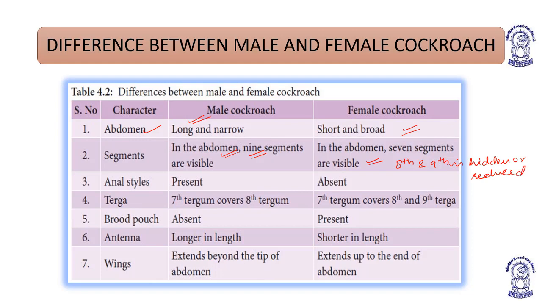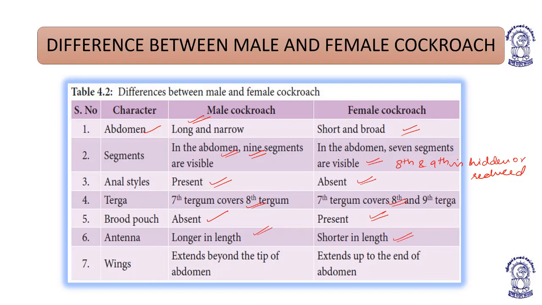Anal styles in male cockroach present, female cockroach absent. Anal cerci is present on both. Terga. Seventh tergum covers 8th tergum in male; in female, seventh covers 8th and 9th. Brood pouch in males is absent, in females it is present. Antenna is longer in males, shorter in females.